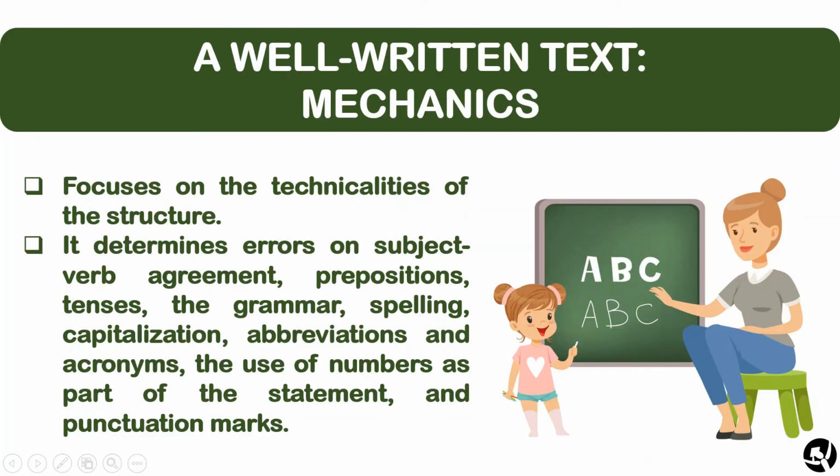A well-written text should observe and comply with the standard, and this is what we call mechanics. Mechanics determines errors on subject-verb agreement, prepositions, tenses, grammar, spelling, capitalization, abbreviation, and acronyms, the use of numbers as part of the statement, and punctuation marks. Now, the following should be observed in academic and more formal texts. Number 1, always use standard English. Number 2, avoid contractions. Number 3, avoid exclamation marks unless they are a part of a direct quotation.